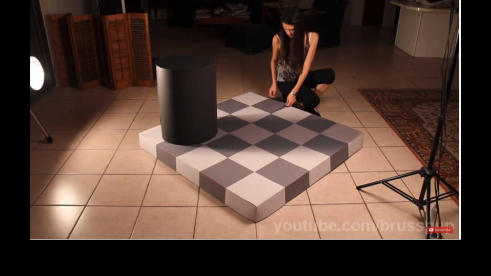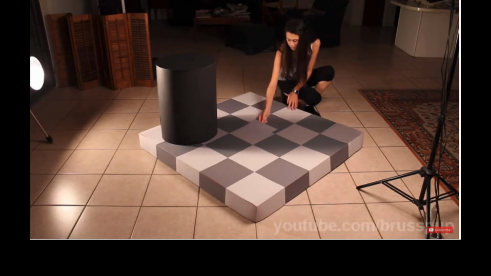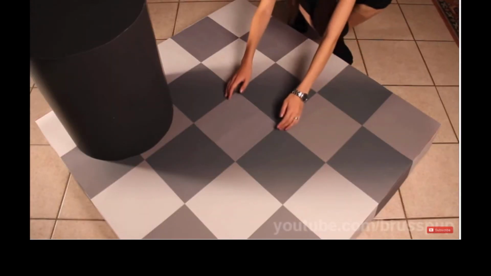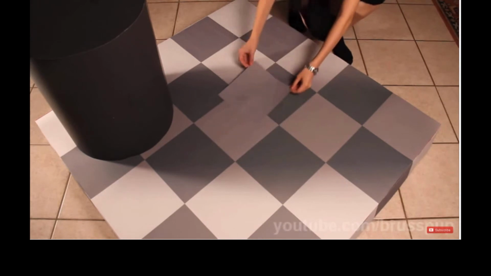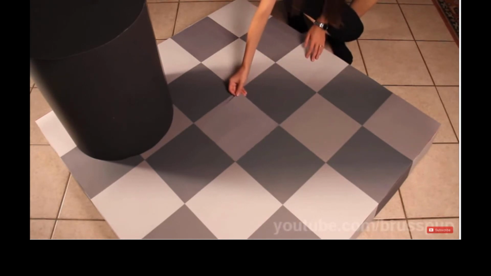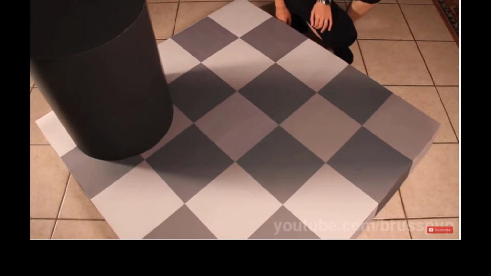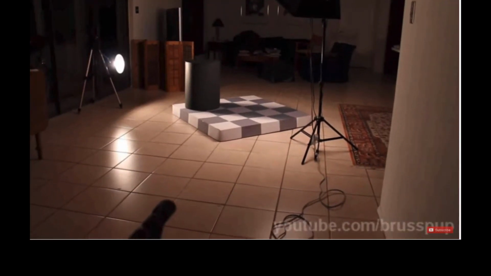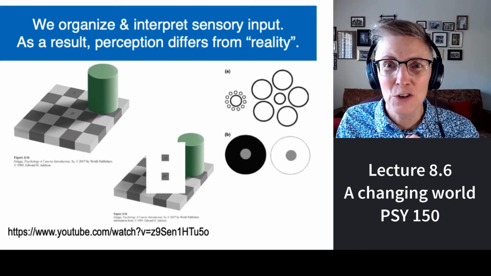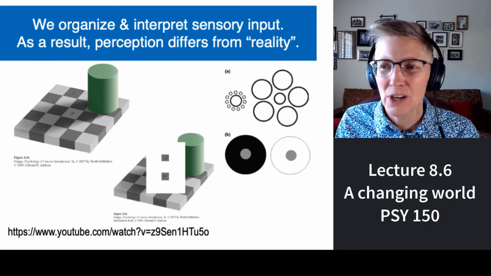Did you notice that? It's dark gray in the light and white in the shadow. It's the same piece of paper. Isn't that cool? So the color of the piece of paper depends on the context in which it appears. Wasn't that cool? Okay, here's some more context effects.